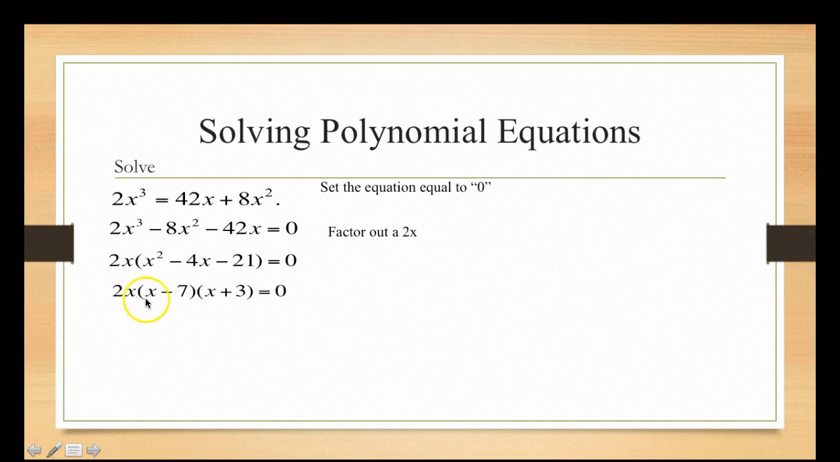Set each one of these 3 factors. I don't just have 2 factors in this case, I have 3 factors. I set 2x equal to 0, x minus 7 equal to 0, and x plus 3 equal to 0. When I do that, x equals 0, 7, and negative 3.